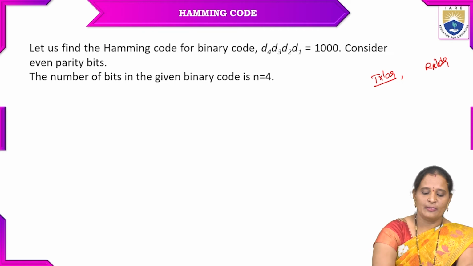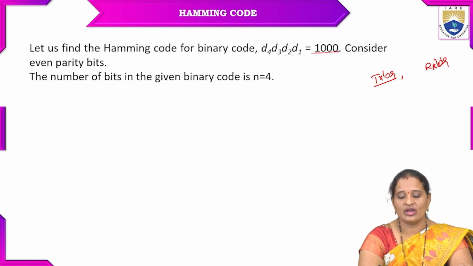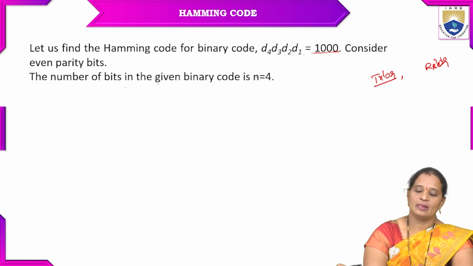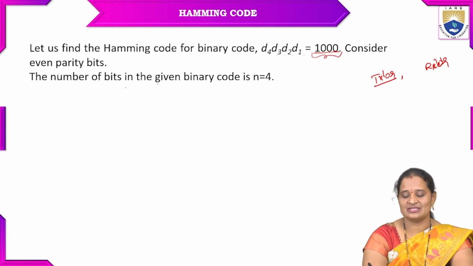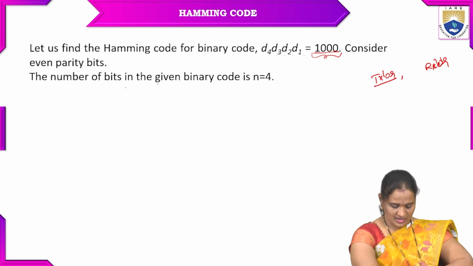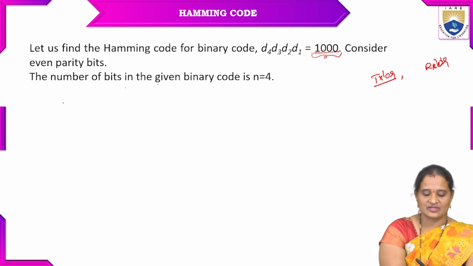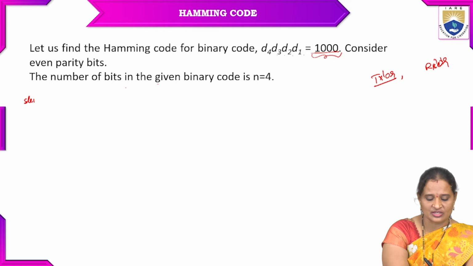So first of all, let us find the Hamming code for a binary code D4, D3, D2, D1 whose value is 100. Consider even parity. The number of bits in the given binary code is 4. So here I have a 4-bit message which is to be transmitted, and I want to generate a Hamming code for this 4-bit binary code.